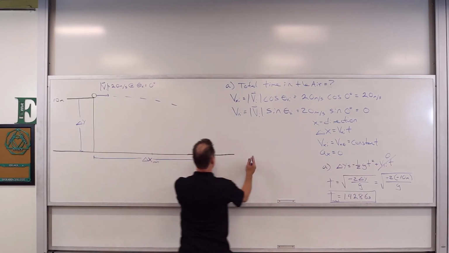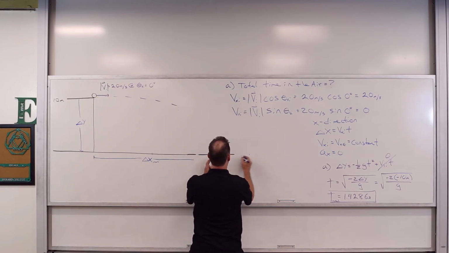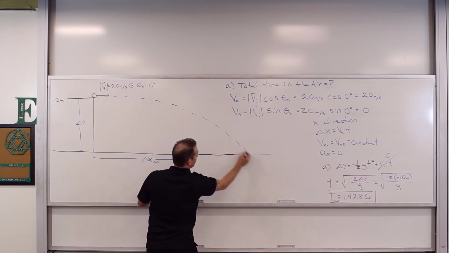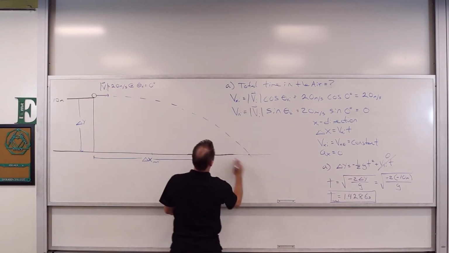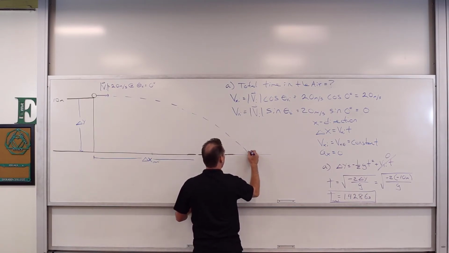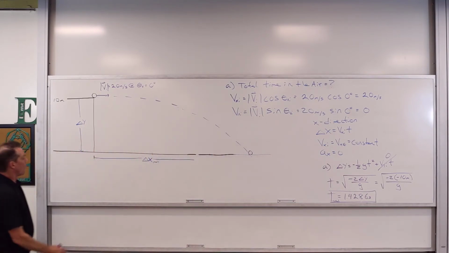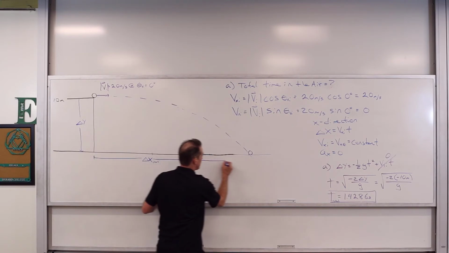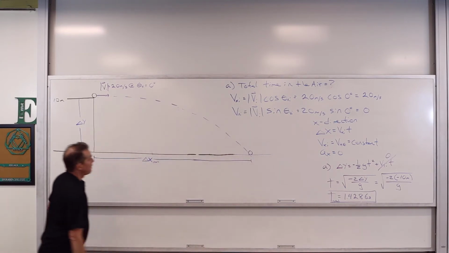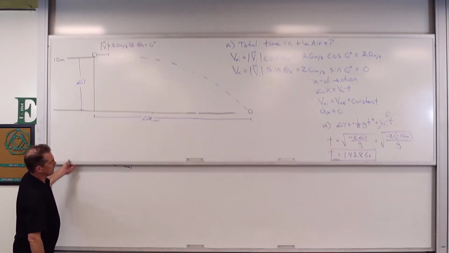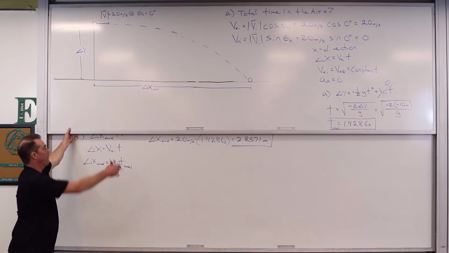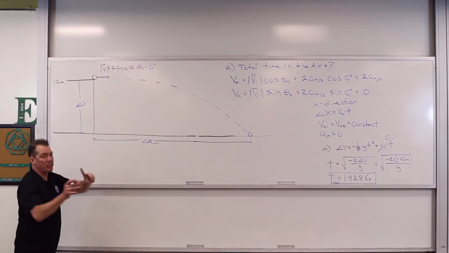That was 10, 20, say 28, somewhere around there. Something like that. So this is where it strikes the ground. All right, and then we call this delta x max now. 28.571. All right, next question.